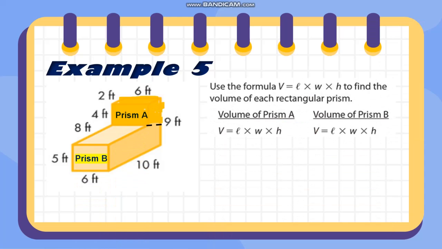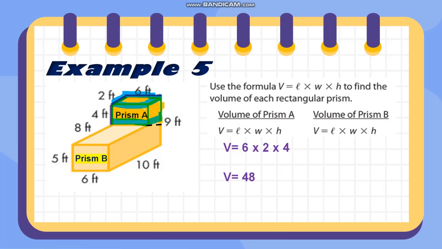As you can see here, if we're going to find the length, this is the length, this is another length, and this is another length, and that is equivalent to 6. This is my width, which is equivalent to 2. And this is my height, and that is equivalent to 4. 6 multiplied by 2 multiplied by 4 is equivalent to 48.